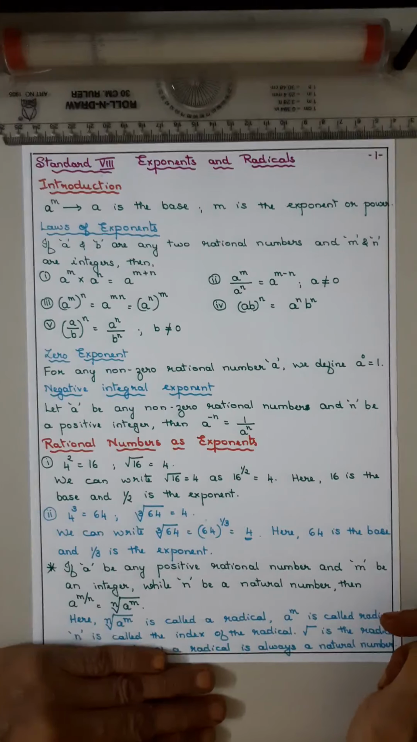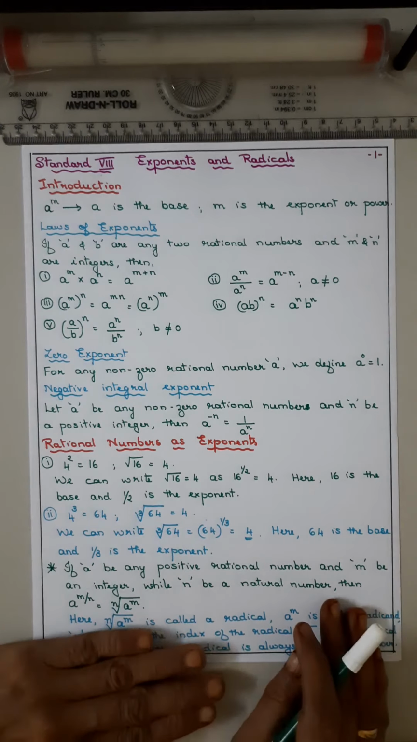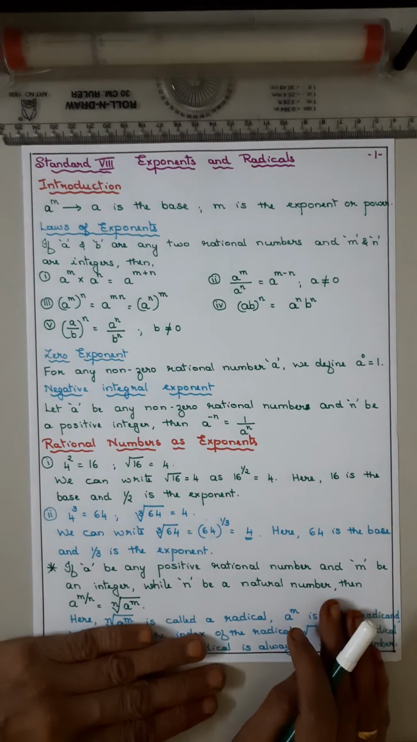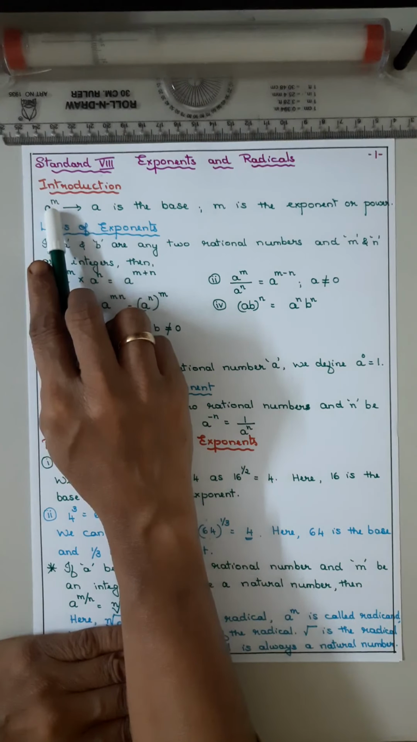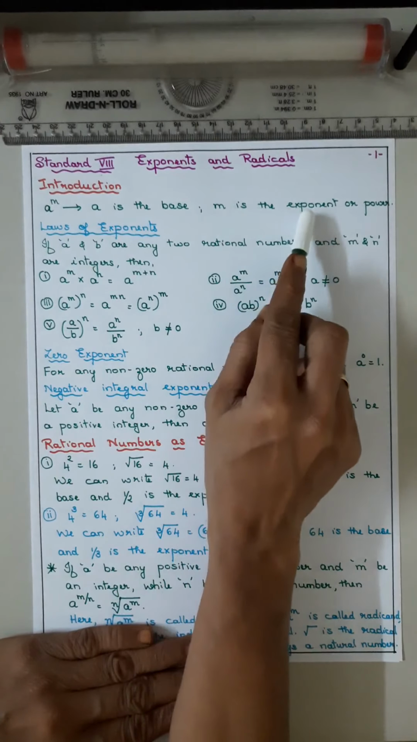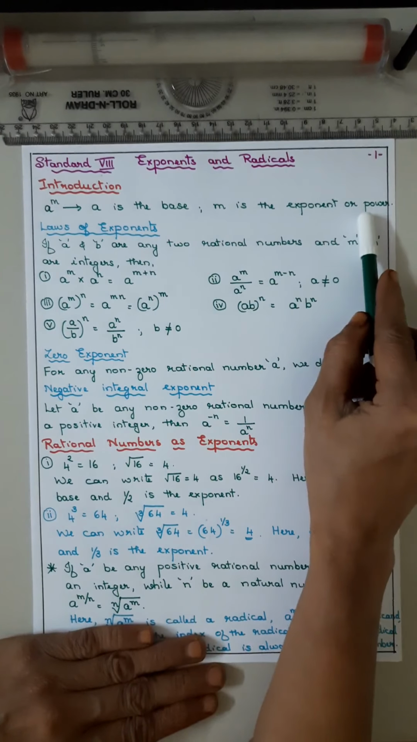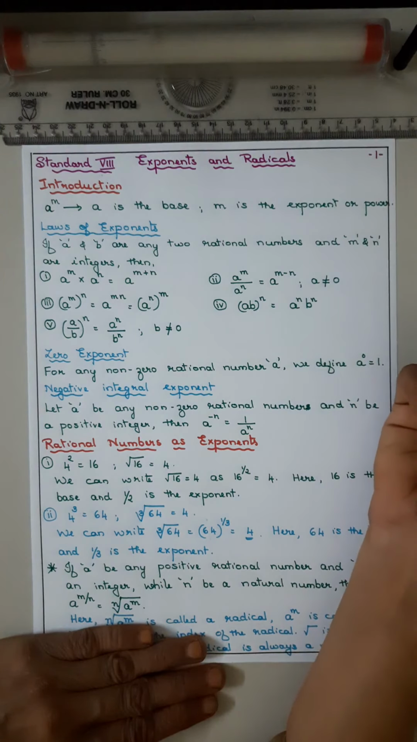Hello 8th standard students. Today we will discuss the topic exponents and radicals. Now, introduction: what are exponents? You have learnt in the lower classes a to the power m. In this, a is the base and m is the exponent of the power. This you have learnt already, isn't it? Now we are going to the higher level.